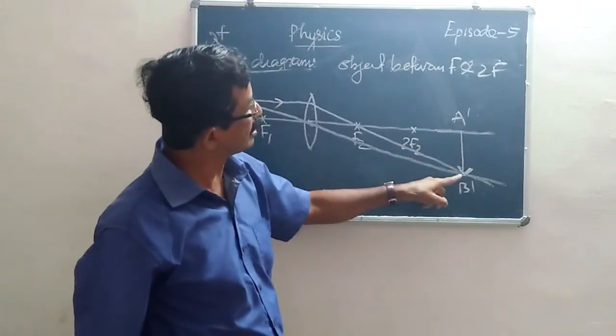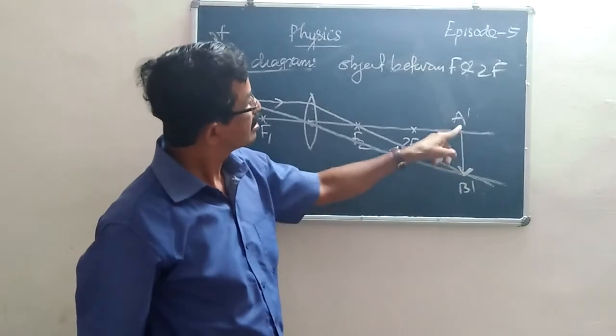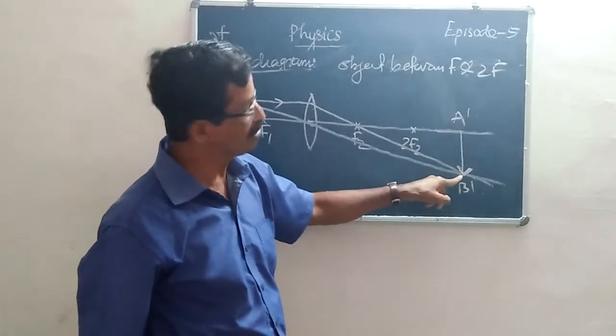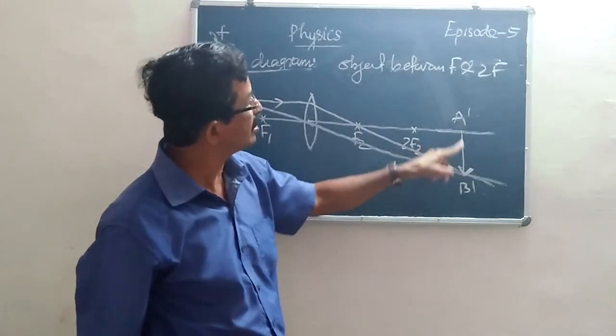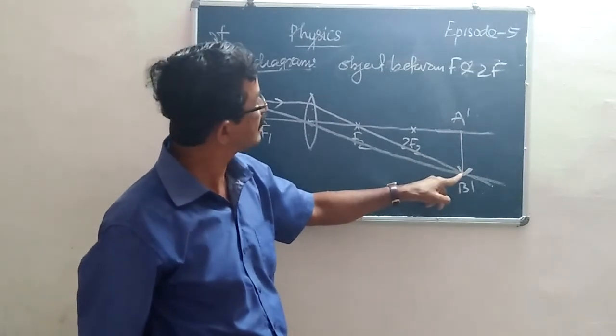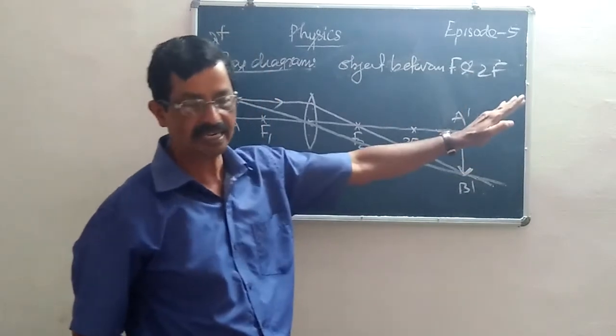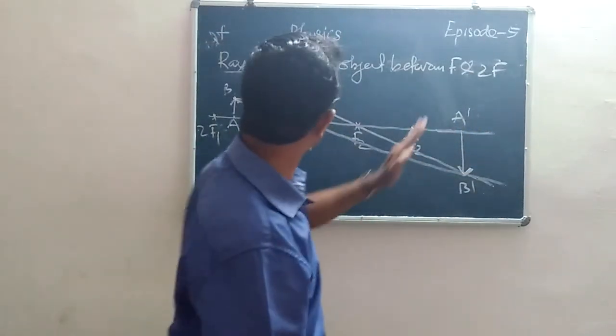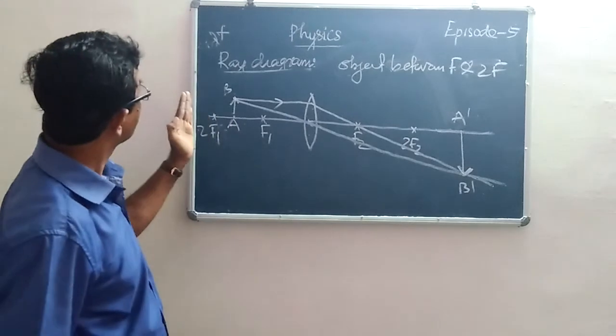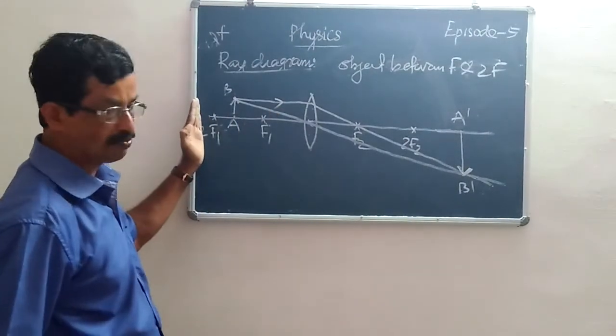How is the image? See, the image is large, inverted and real. A large, inverted and real image is formed. Where is the position of the image? Behind 2F on the other side. This is the ray diagram when the object is between F1 and 2F1.